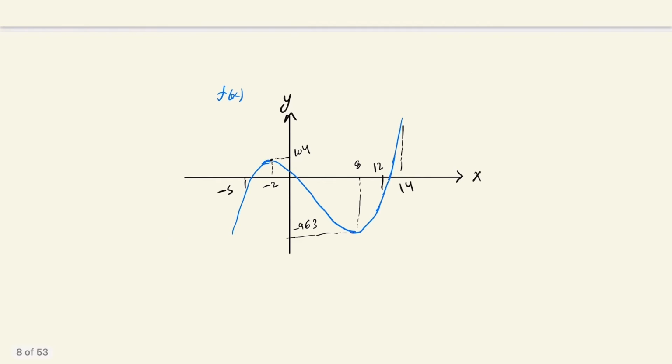This is the graph of the function f of x. Notice our interval, it's between minus 5 to 12. So at 8, we have a local minimum, and also this is a global minimum since this is the lowest value of the function on this interval. And it's the same for minus 2. This is a local maximum as well as a global maximum since the value at minus 2 is the greatest on this interval. Always think of the interval given.